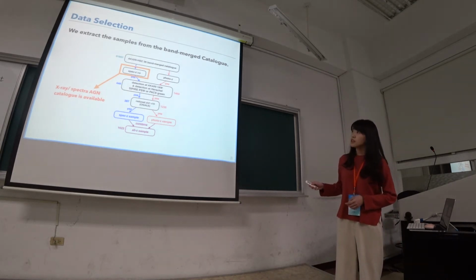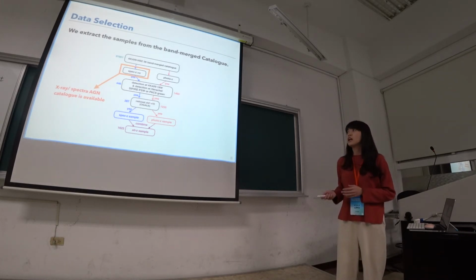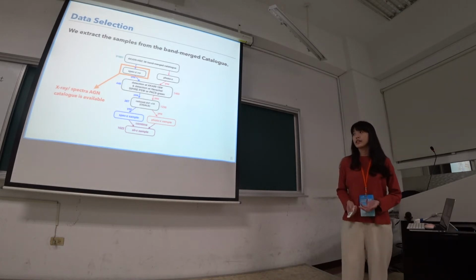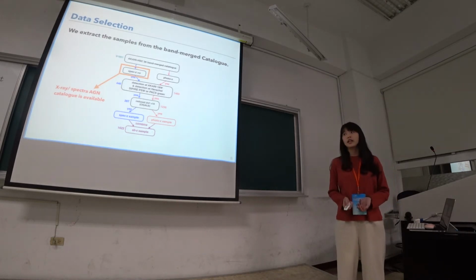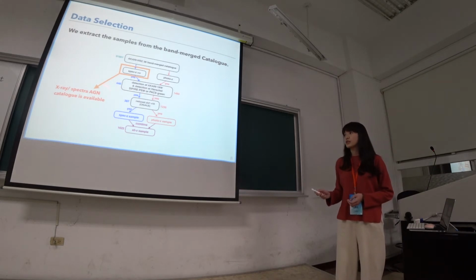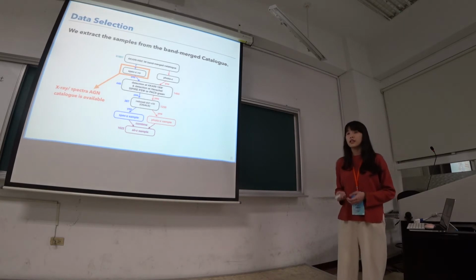And this is my data selection, because the method I use is based on an energy balance mechanism. Therefore, I require the far-infrared detection. Also, for our spec-z sources, there are already X-ray, spectra, and AGN catalogs. So I compared my SED result with the AGN catalog first, and then extended to all the samples I use in my work.